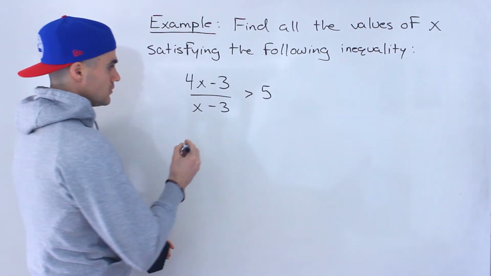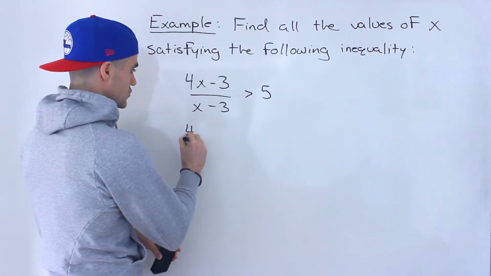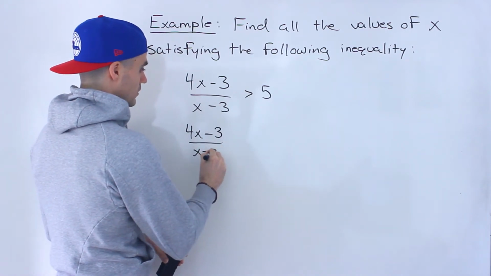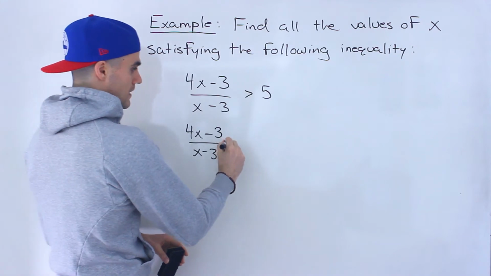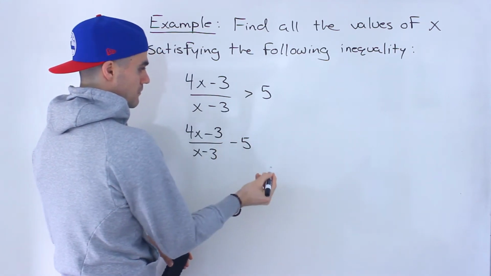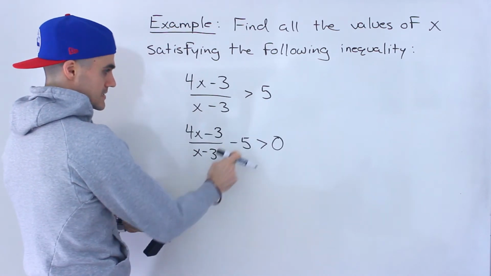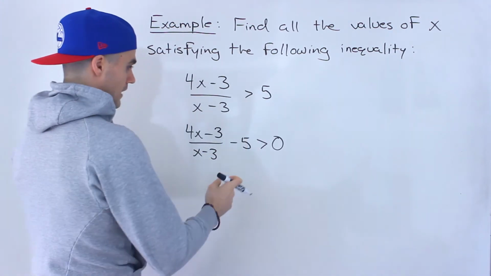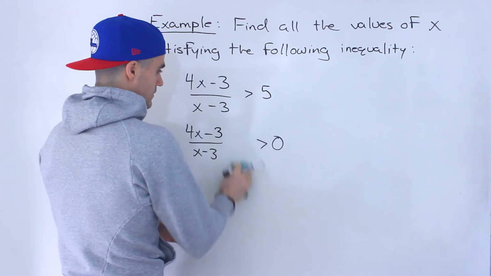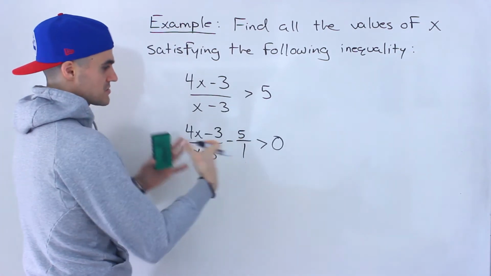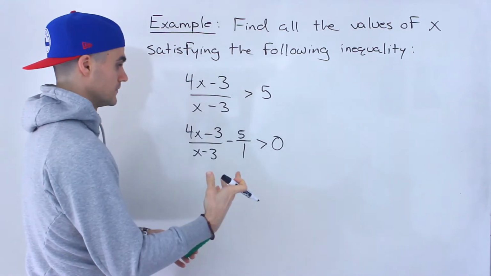Now to solve this, what you want to do is bring everything to one side like we usually do with a regular inequality. So this 5 here, I'm going to bring over, so we'll have minus 5. And we have to figure out when this is greater than 0. Then this 5 here, I'm going to put over 1, and you want to take these two expressions and combine them into 1.